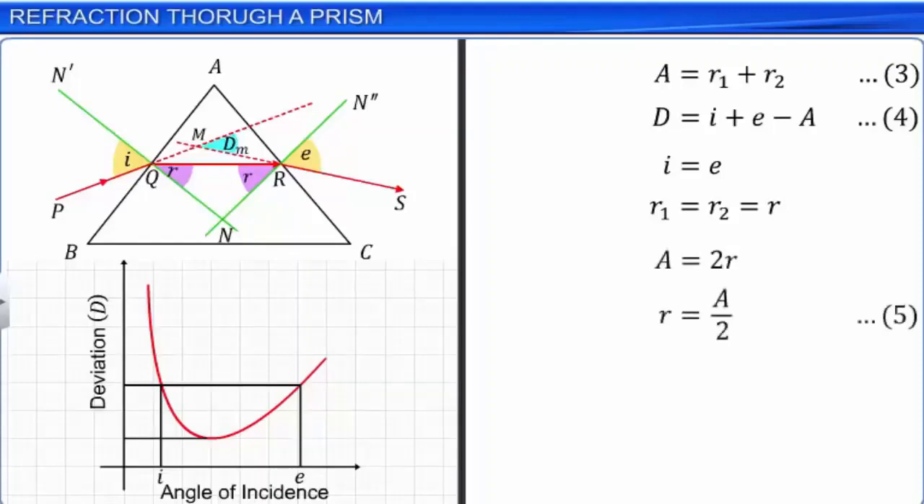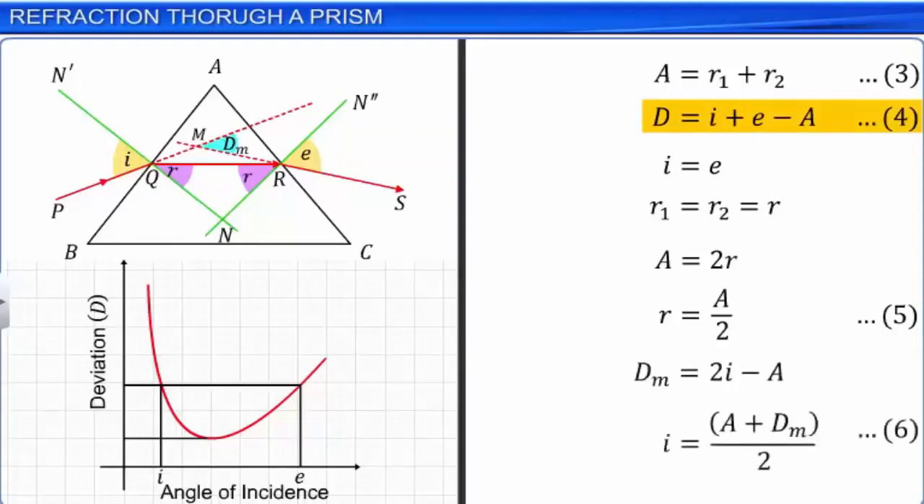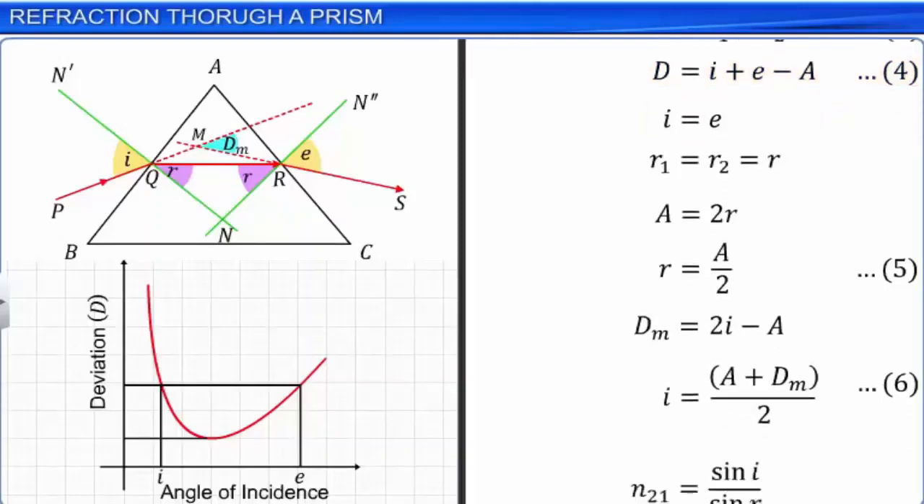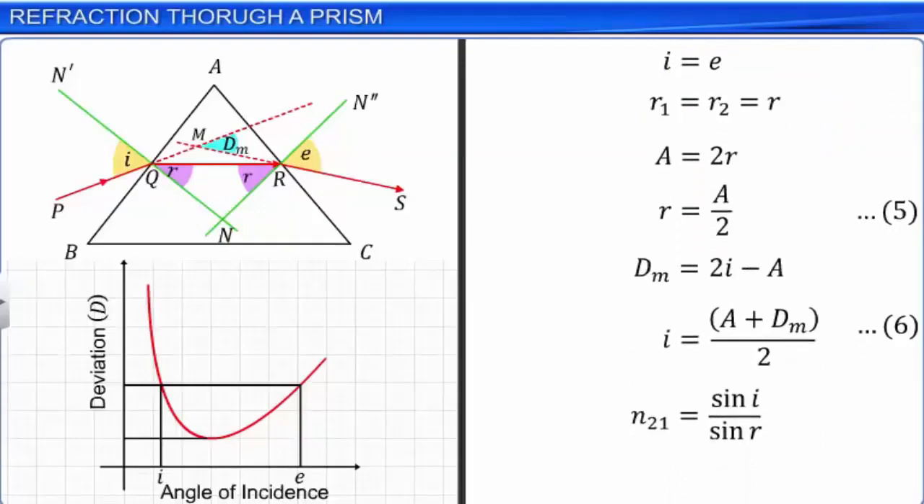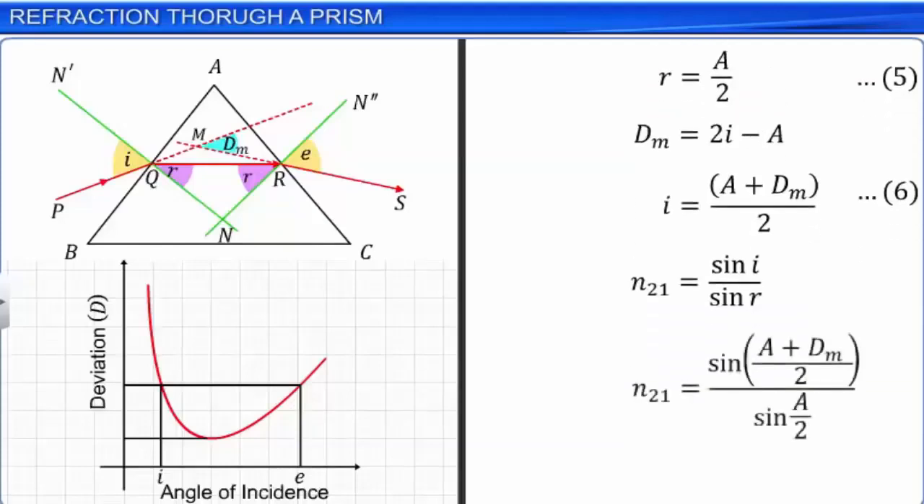But the refractive index of the material of the prism, N21, is equal to sin I by sin R. On substituting the values of I and R from equations 5 and 6, we get N21 is equal to sin (A plus dm) by 2 by sin A by 2. Let this be equation 7. Using equation 7, the refractive index of the material of the prism with respect to the surrounding medium can be found accurately. In this method, the values of A and dm are found experimentally.